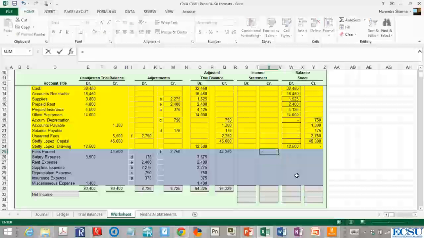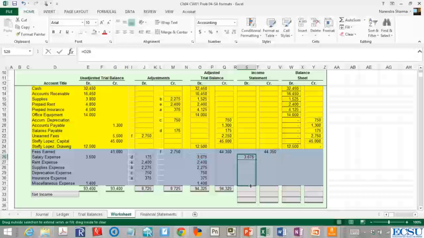There is only one item on the credit side, that's the fees earned. Then everything is on the debit side because these are expenses. So I'll be drawing this down here. Now we add up and find out the total. Let us auto sum it. This total is 10,875. This is 44,350 because there's only one item. And this one, if I add up, is going to be 83,450, and this one is going to be 49,975.